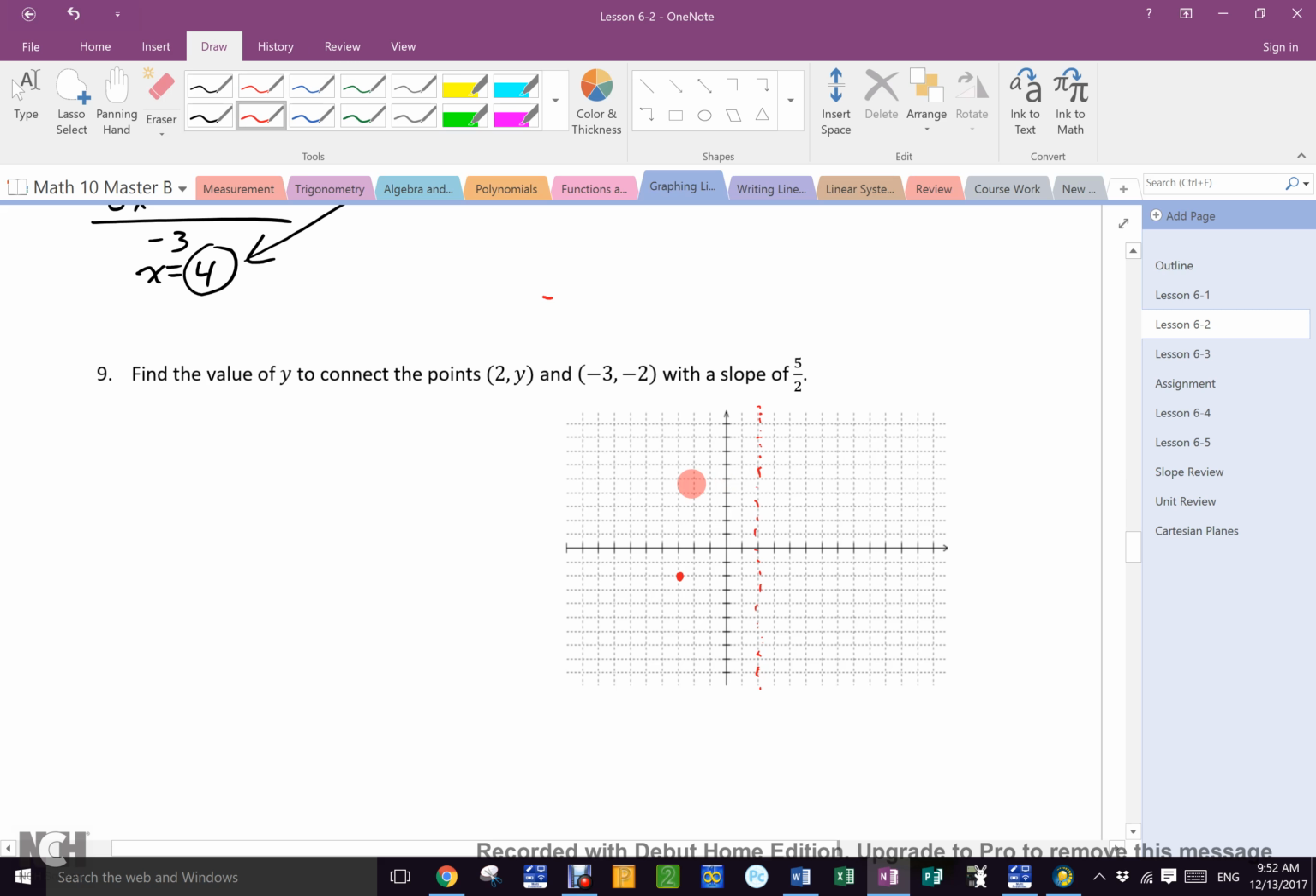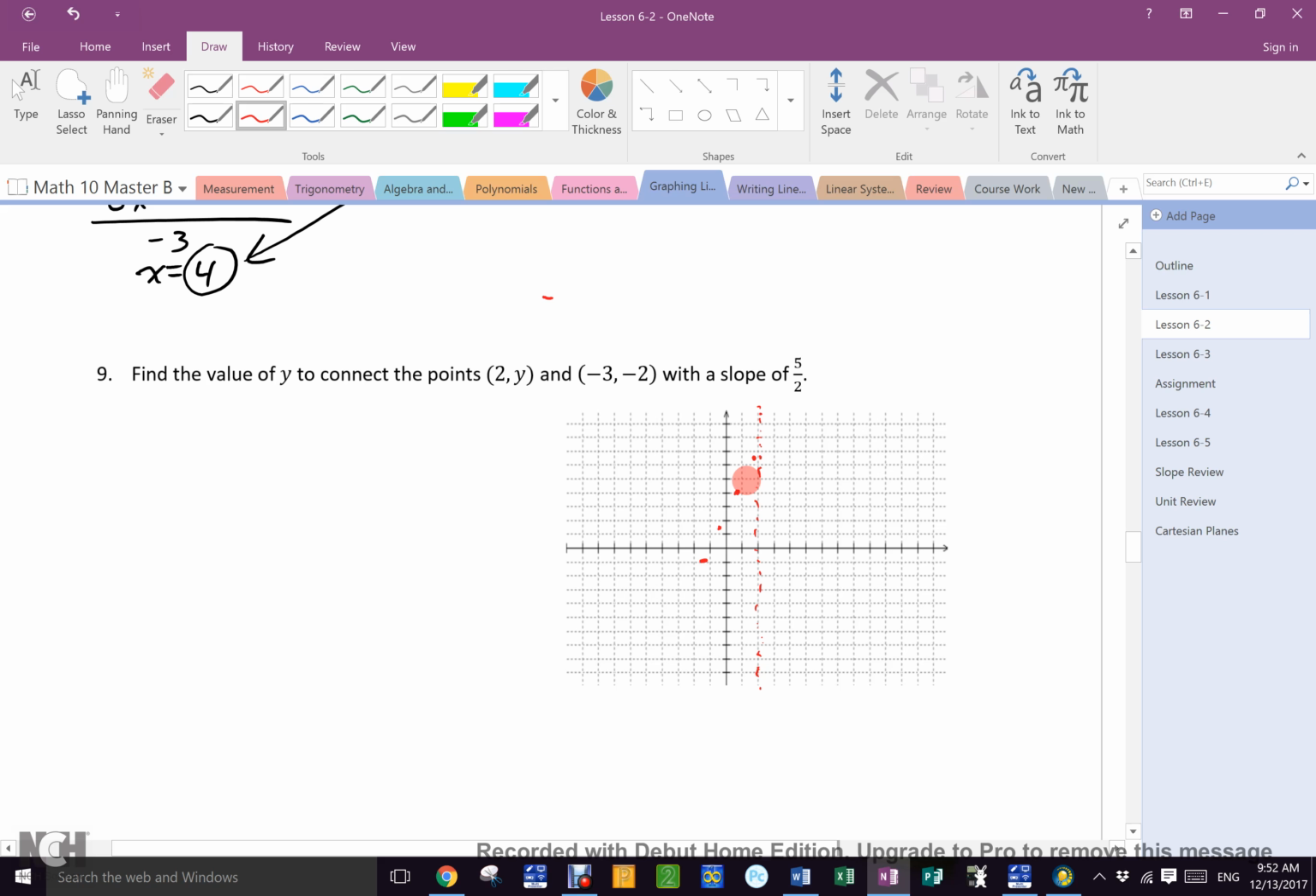All right, so if each square is worth 2, then negative 3, negative 2 is right there, correct? Halfway, negative 3, 2, 4, and down 2, right? And now I can count. 2, 4, 5, and over 2. So you could do that. Everybody good? All right, so those are your options there.